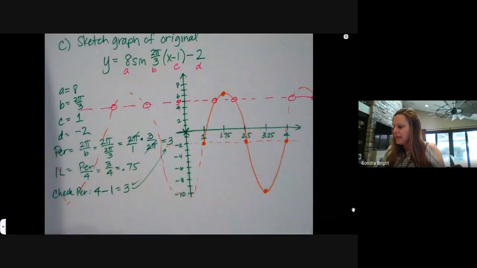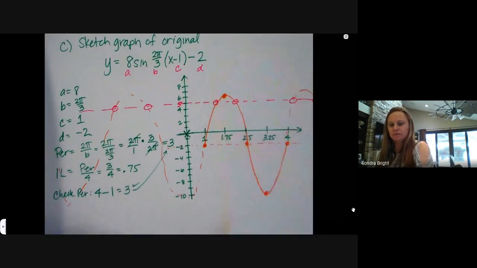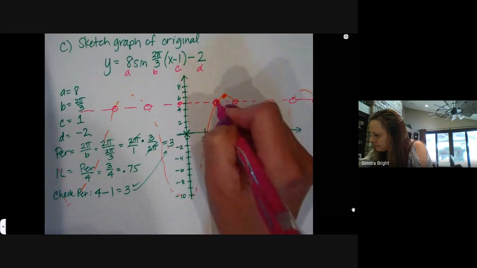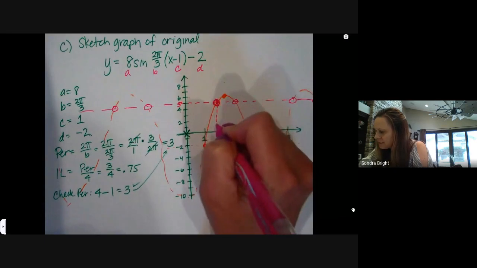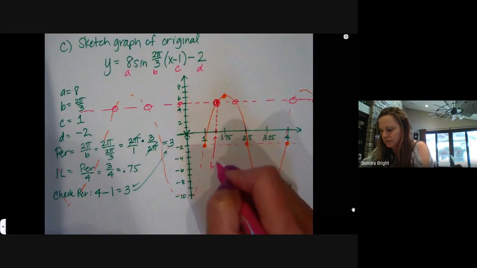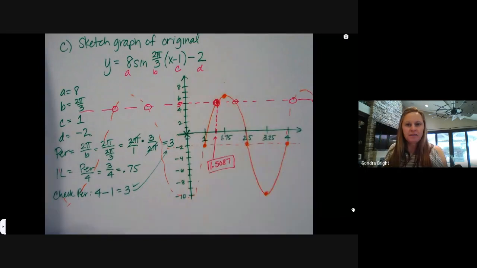And we said 1.5087 was one of the values. If you take this point right here and go straight down, doesn't it seem reasonable that that right there is 1.5087? And it sure does to me.